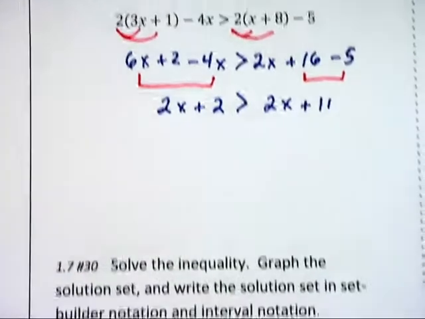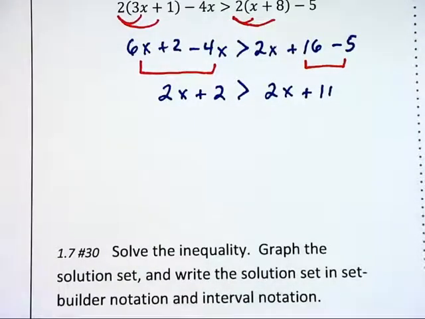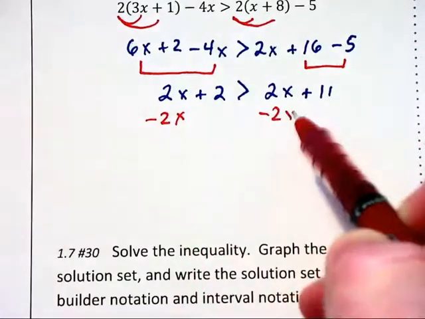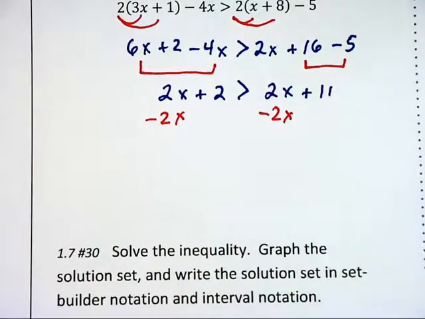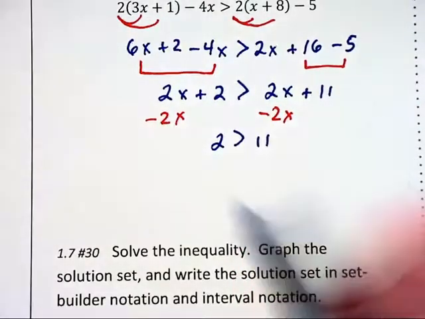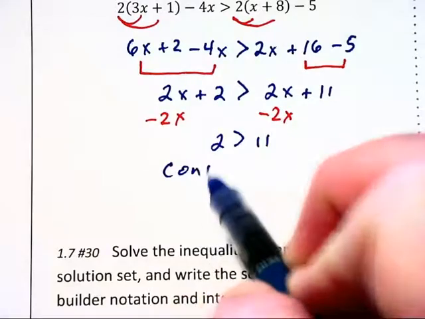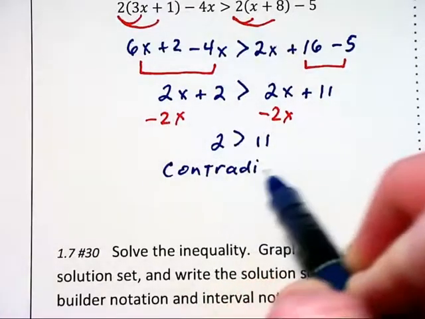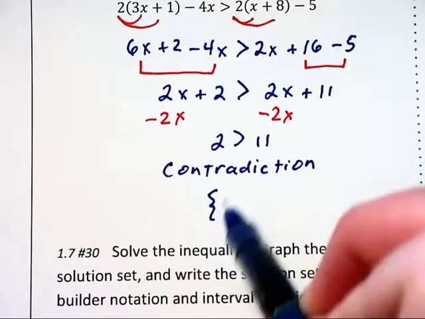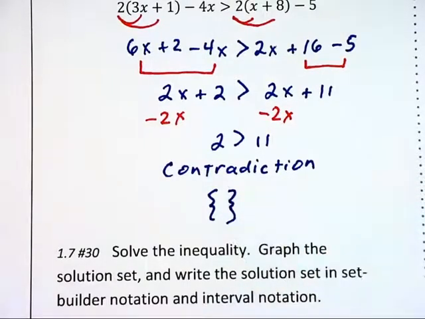We notice that each side has a 2x in it, and we begin by subtracting 2x off of each side. But there are no variables left, and all we have is 2 is greater than 11. This is a contradiction because 2 is never greater than 11, and so our solution set is the empty set.